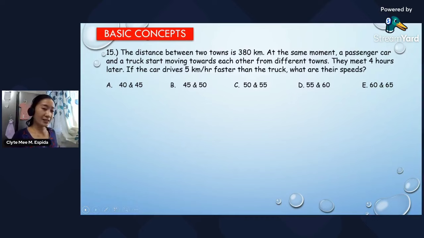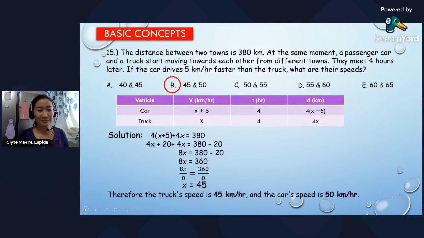The correct answer is letter B. For those who got B, congratulations. Kung guess lang yung letter B, congratulations pa rin. Napakaswerte mo. So, mathematically, pag i-show natin yung solution, ito po yung solution. Medyo mahaba. I-explain pa yung velocity, yung time, yung distance, and everything.